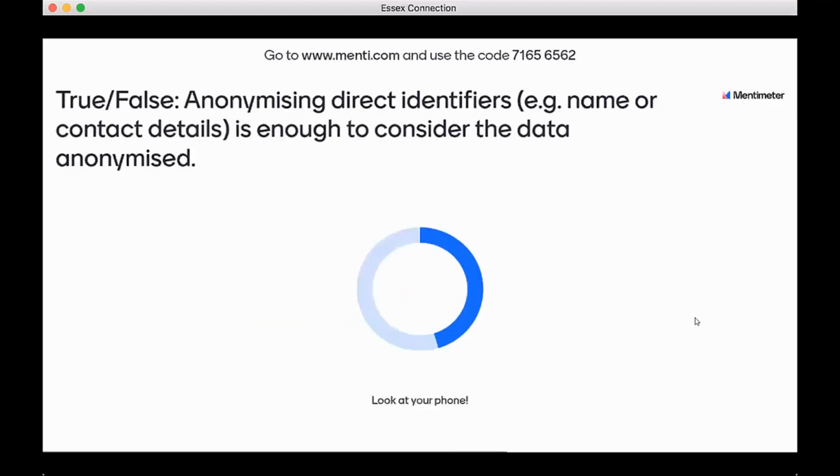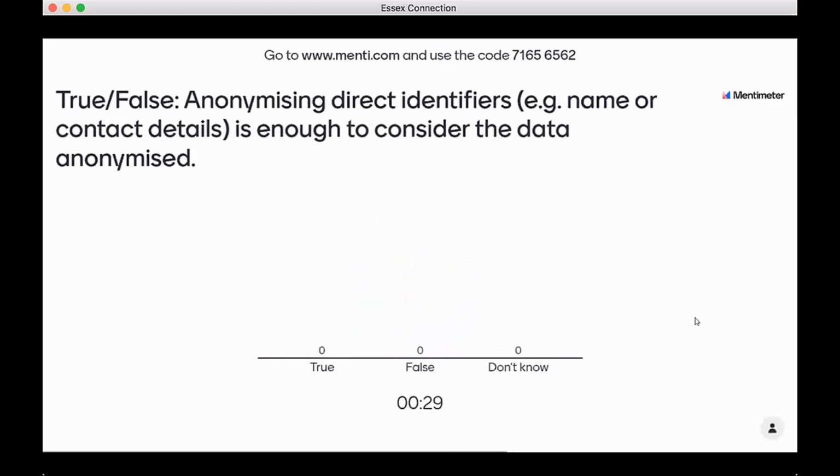Is this true or false? Anonymizing direct identifiers, for example name or contact details, is that enough to consider the data anonymized? Right, so most people said false, and that's correct. Just removing direct identifiers is not enough to say that the data is anonymized, because the indirect identifiers are still left. All that information about age, gender, occupation, etc., can help us piece together who that person is. Okay, very good.